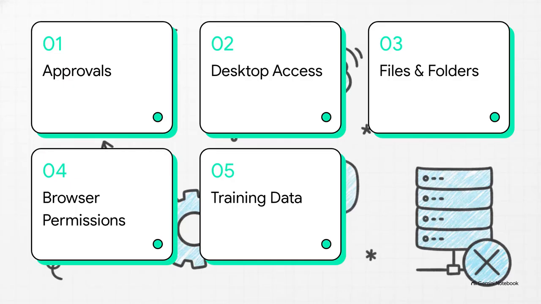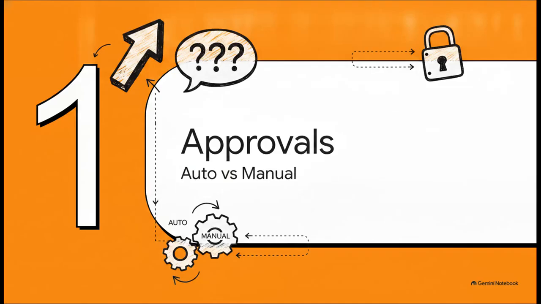So to confidently delegate those tasks, we're going to walk through a structured 5-step security audit today. Approvals, auto versus manual, locking down desktop access, securing files and folders, cleaning up browser permissions, and protecting your training data. Okay, let's dive right into this.